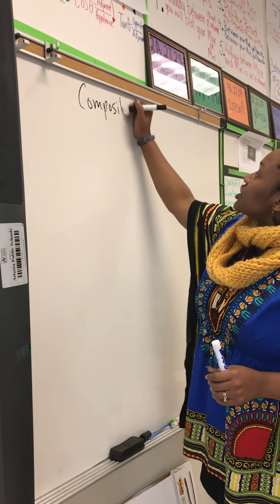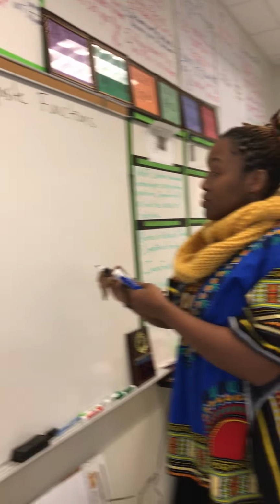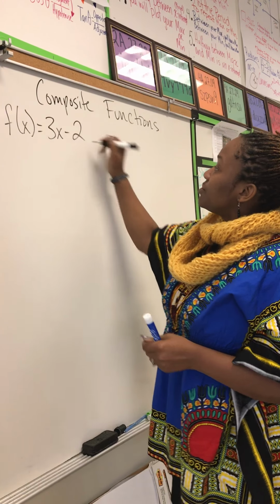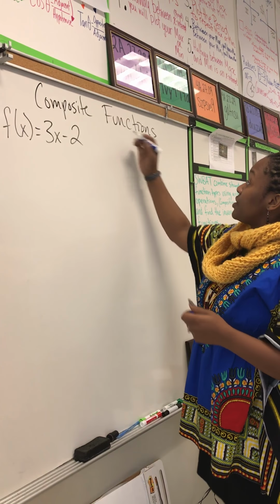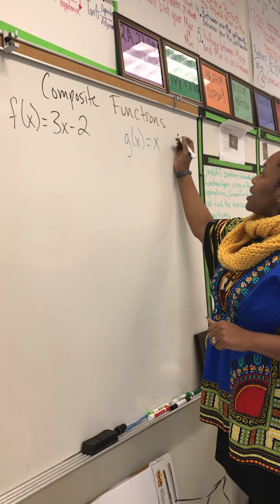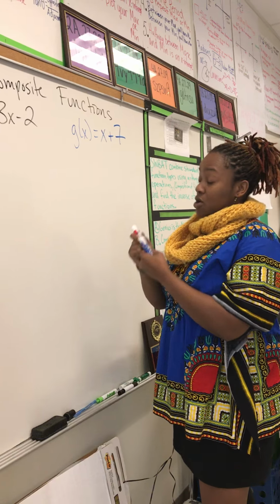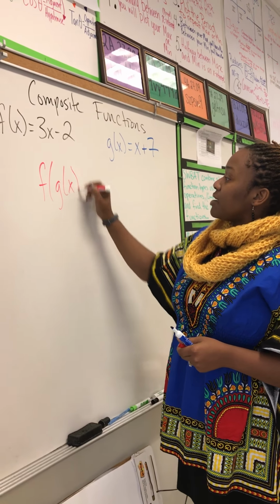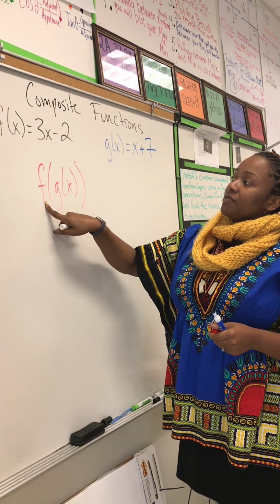Composite functions. So, if I had two functions here, one will say f of x equals 3x minus 2. And then my second function, we will say g of x equals, I don't know, x plus 7. So a composite function is when you take one function, so f of g of x, and that may look strange, but it simply says take g of x and substitute it into the f of x function.